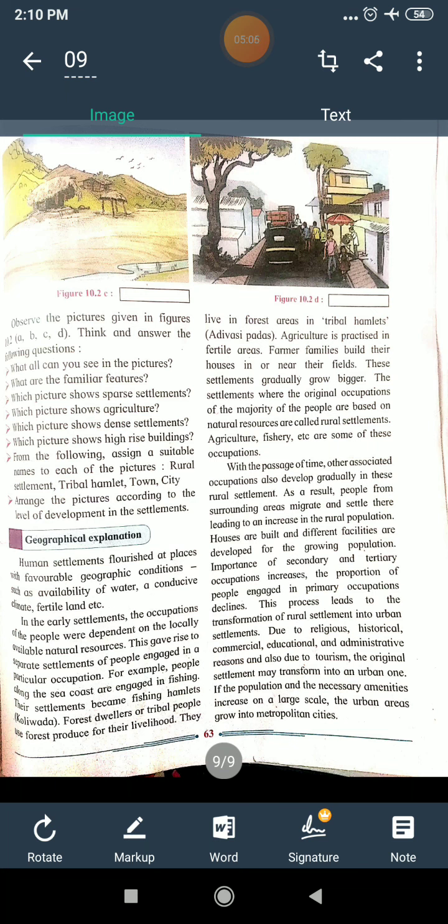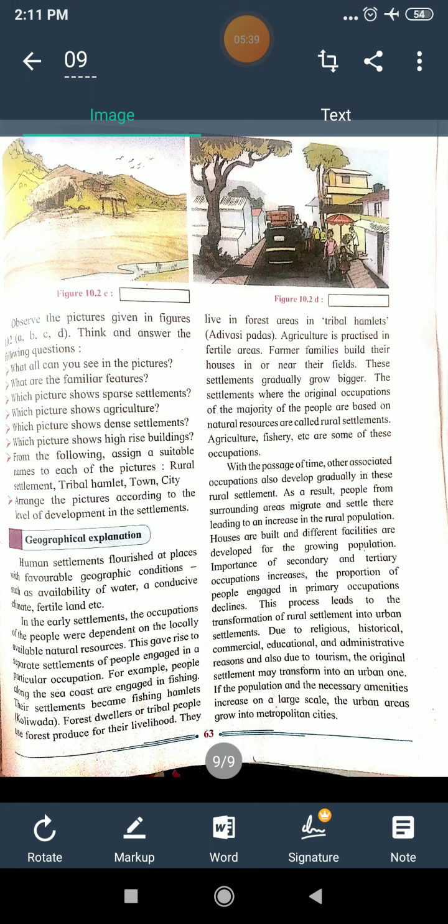Agriculture is practiced in fertile areas. Now suppose somewhere the land is very fertile, so in such fertile areas the occupation practiced was agriculture. That's why farmer families build their houses in or near their fields. These settlements gradually grow bigger, and the settlements where the original occupations of the majority of the people are based on natural resources are called rural settlements. Agriculture, fishery, etc. are some of these occupations.